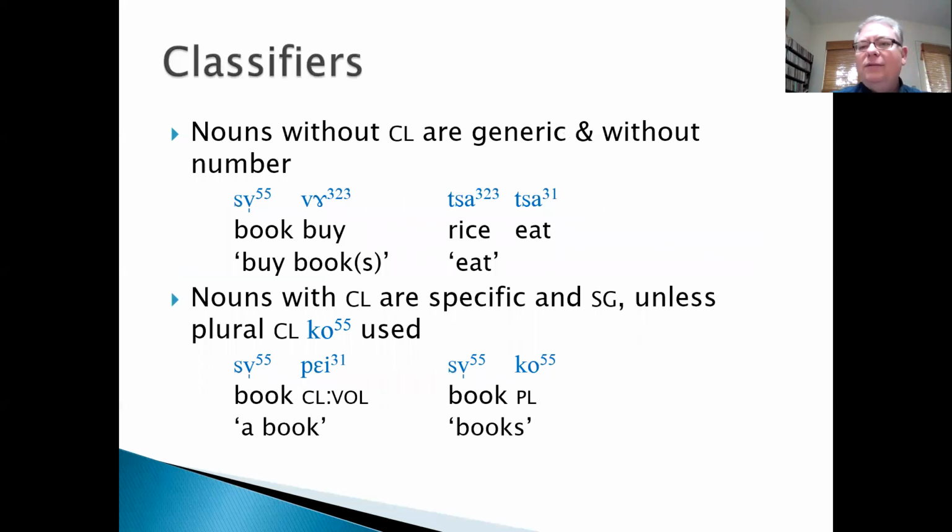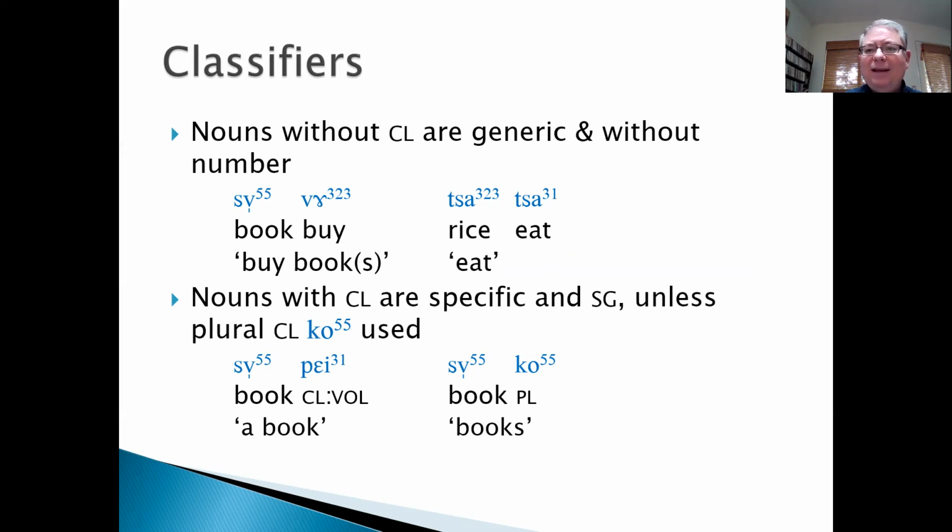But these are not the only uses of classifiers. If nouns exist without a classifier, and that is possible, basically that means that the noun is generic and without number. So we see that often, for example, in noun-verb compounds. So we have two of them here, siva and zaza. Siva means to buy books, but here the number, the type of books, really not important. This is really about the action of buying books. So the noun is generic and therefore no classifier.